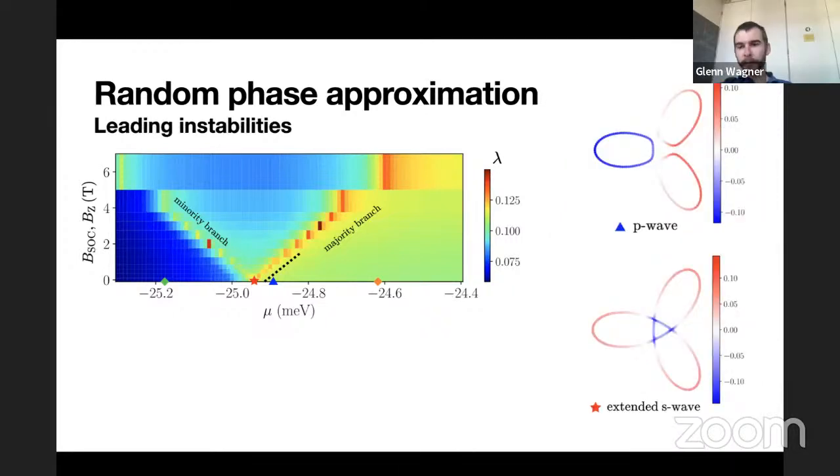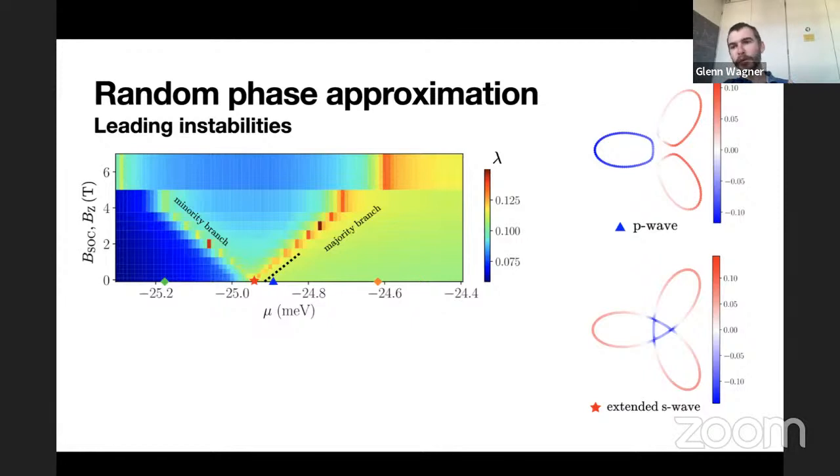Good. And finally, just to show you the symmetry of the gap function, you can see two different gap functions that we found in our RPA calculation. We found a P-wave solution and an extended S-wave solution. The extended S-wave solution only occurs very, very close to the Van Hove singularity. The P-wave solution appears in a much broader range of the phase diagram. So it seems to be more stable, this P-wave solution.